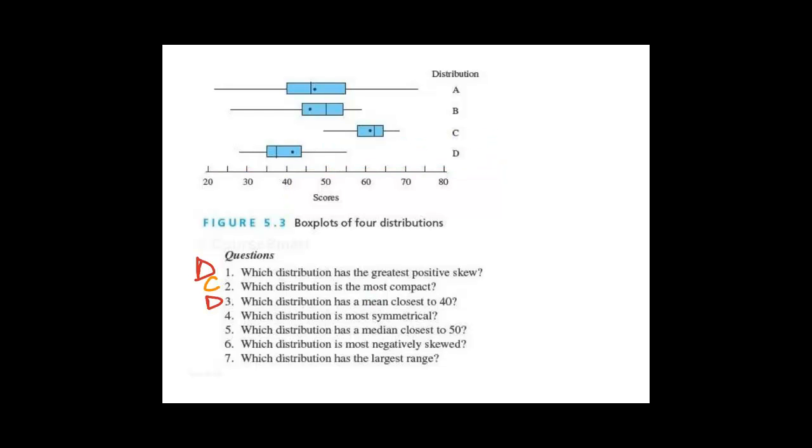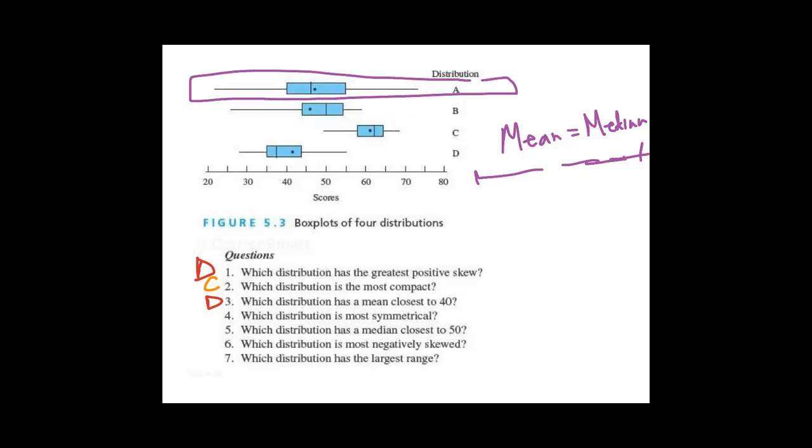Next, which distribution is the most symmetrical? Now remember, symmetrical distributions have a mean that is essentially the same thing as the median, and we wouldn't be looking for a whole lot of variance in the lengths of the whiskers on either side. So the one that's closest, I think it's going to be A, because that one balances equal whisker lengths with a similar mean and median. They're not exactly the same, but they sure are close.